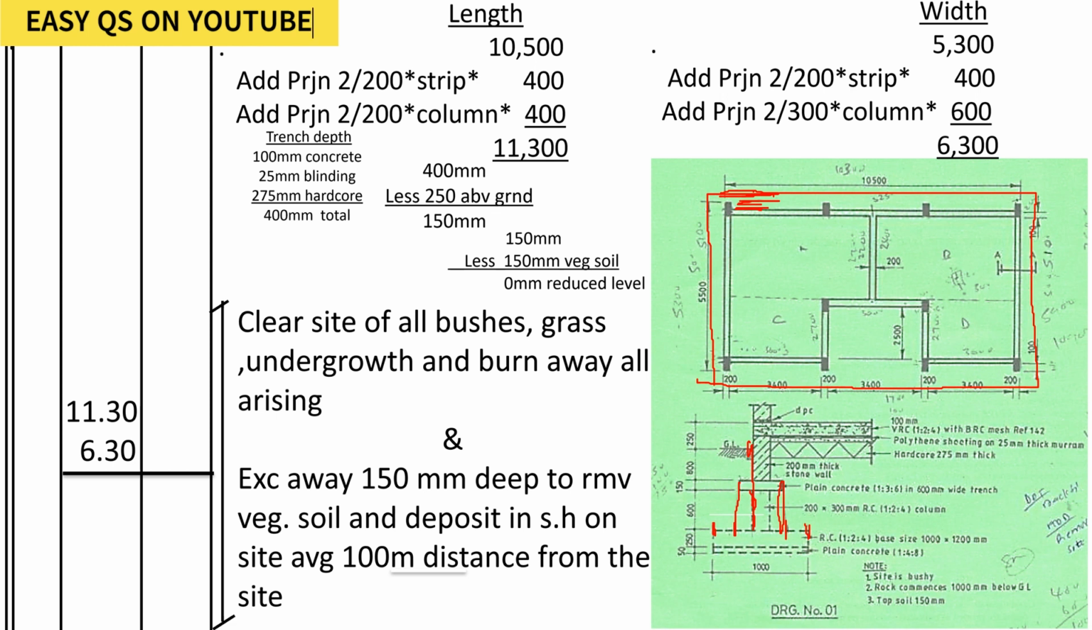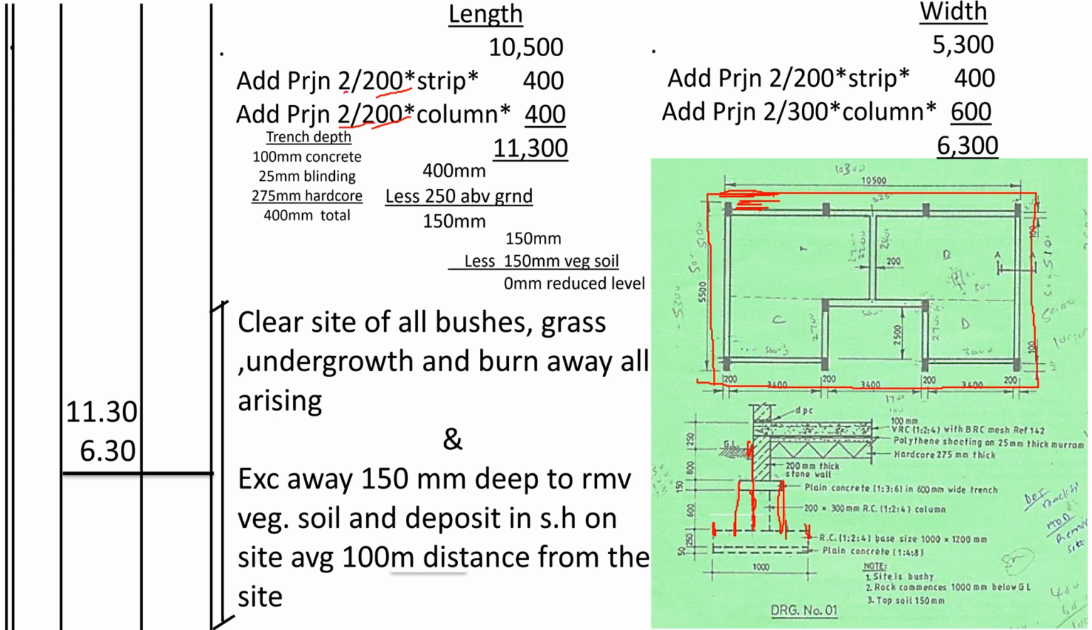So the column base is 1,000. We subtract the thickness of the wall, which is 200. It shall be 800. Then we shall divide by 2 sides. So for the width, for the length, it shall be a total of 400 for each side. So this 200, 200, 400 for each side. So both sides they will be multiplied by 2.